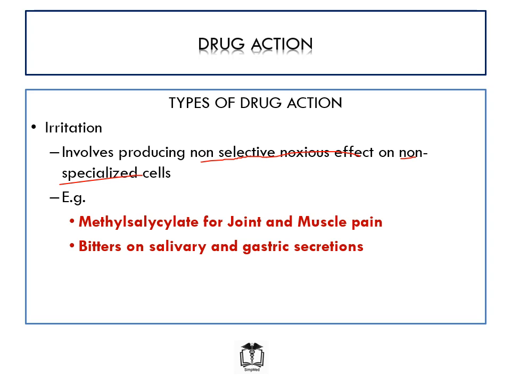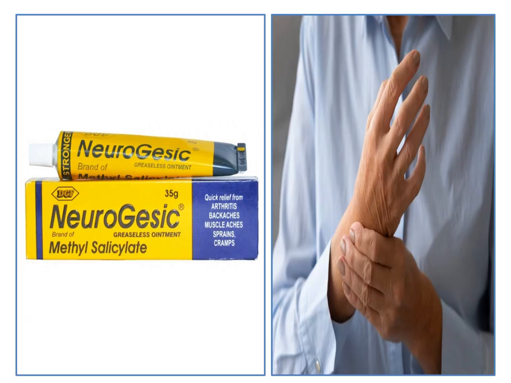Typical examples of drugs that work through irritation are methyl salicylates for joint and muscle pain, and bitters on salivary and gastric secretion. And this is an image of methyl salicylate. We typically prescribe it to people that are having issues with muscle pain, joint pain, or aches, and they tend to form a relief for this particular set of scenarios. They are going to be working on non-specialized tissues. They work on tissues around the site of application if we're applying them topically, and they typically cause a noxious effect, thereby reducing the pain present within the particular area they've been applied to.